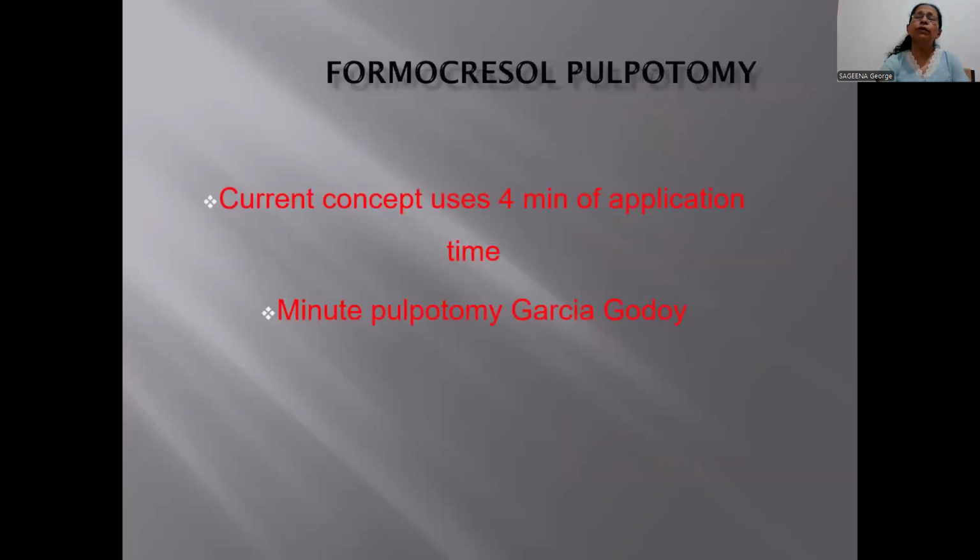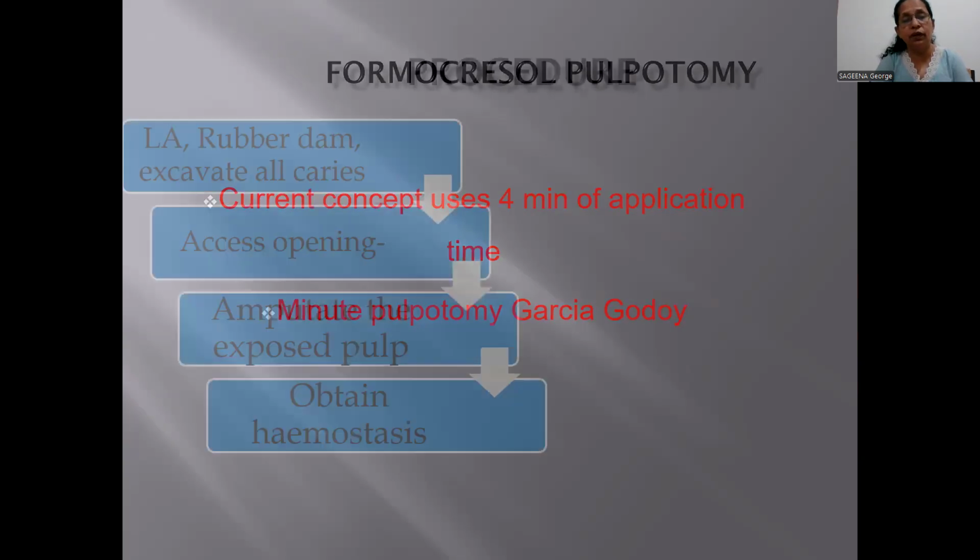This formocresol pulpotomy was introduced by Sweet in 1930, and then it was a multi-visit procedure. The current concept uses a 4 or 5-minute application time, and even a 1-minute pulpotomy has been suggested by Garcia Gordon.